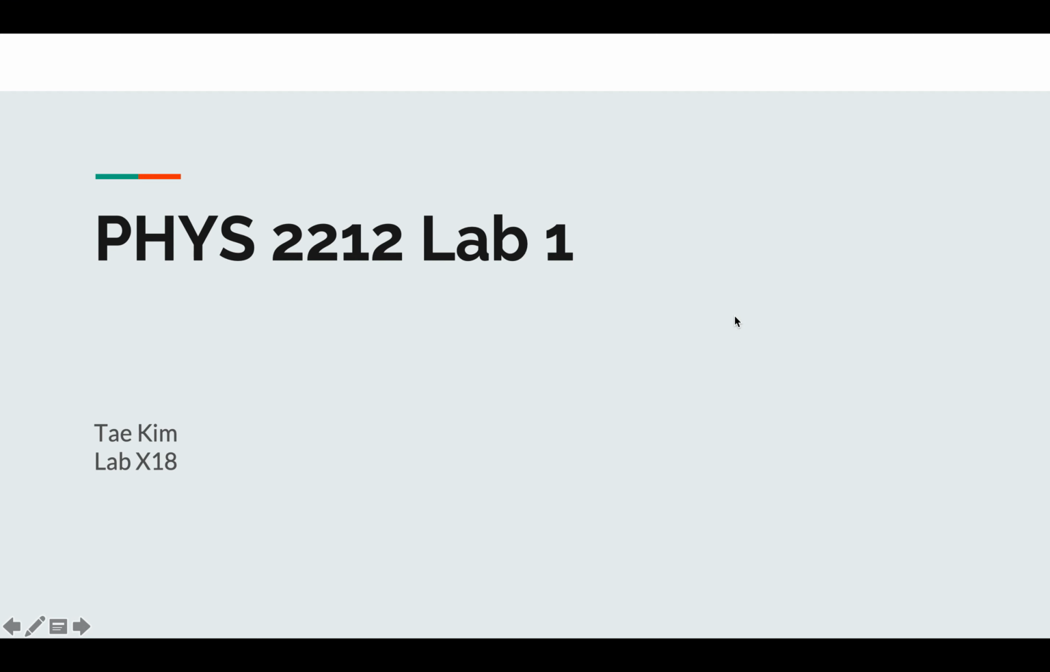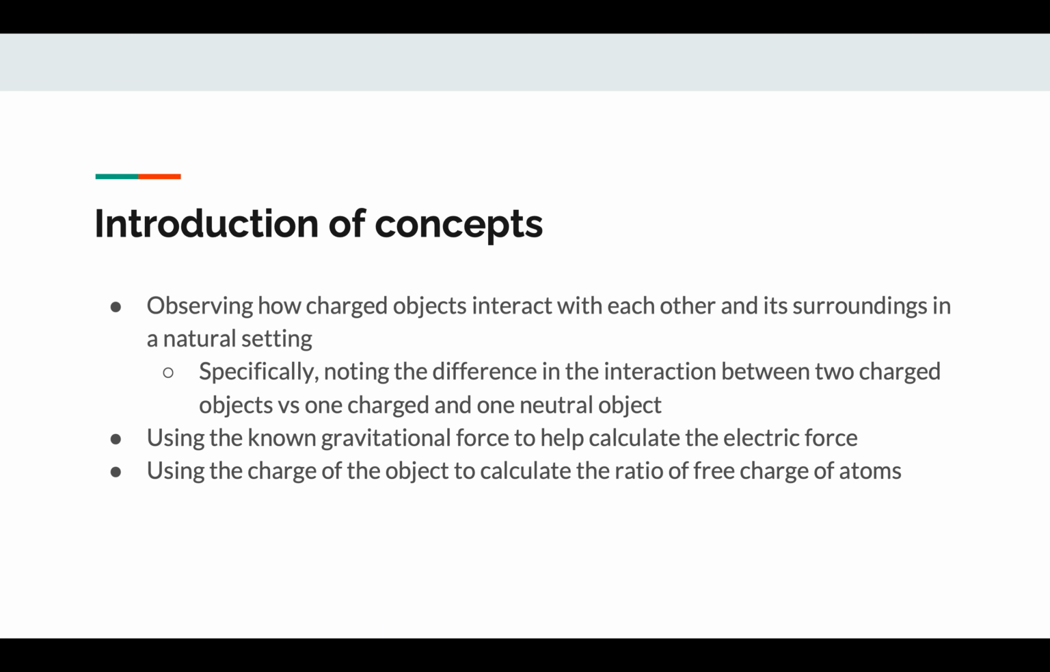I'm talking about my Physics 2 Lab 1, which is charged tapes. So, a brief introduction of concepts. I will be observing how charged objects interact with each other and their surroundings in a natural setting. Specifically, I will be noting the difference between the interaction of two charged objects versus the interaction of one charged object and one neutral object.